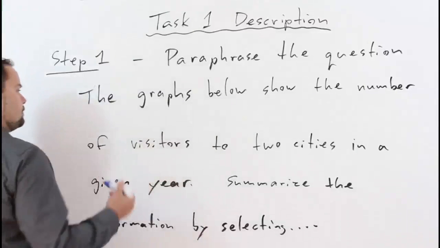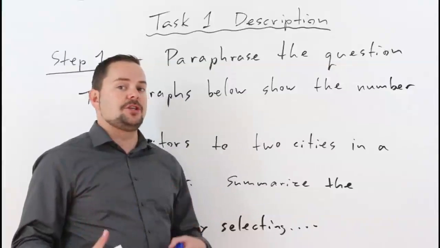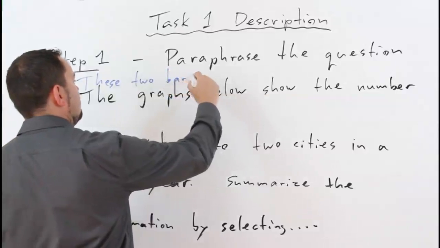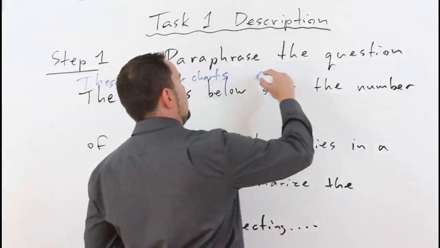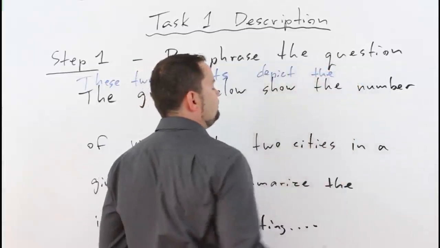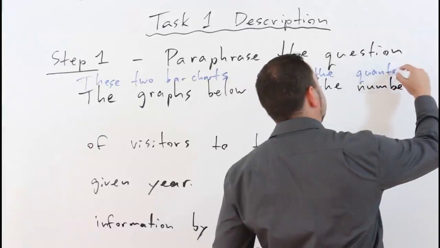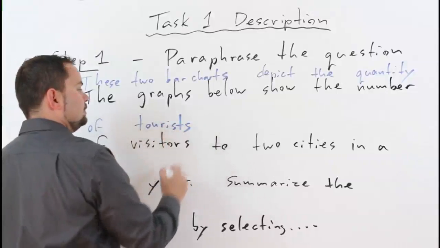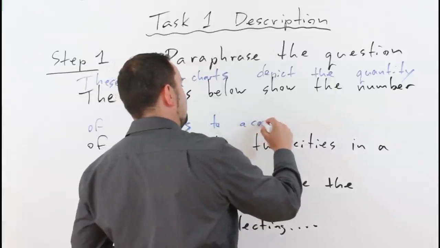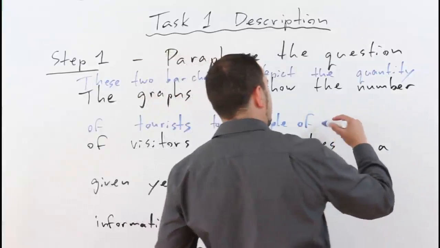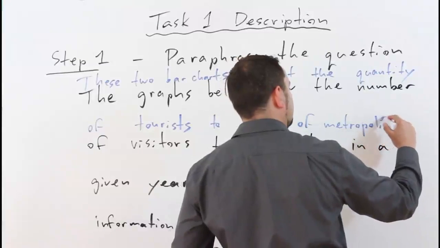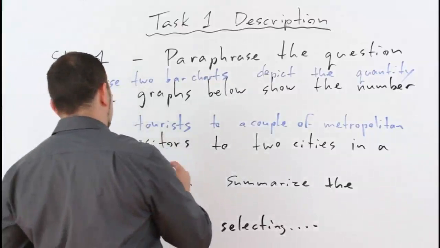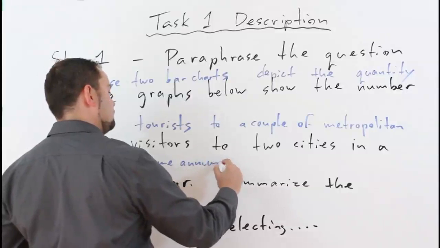So what you want to do is try to be more specific, use adjectives more than the original question. So these two bar charts depict the quantity of tourists to a couple of metropolitan areas in some annum.